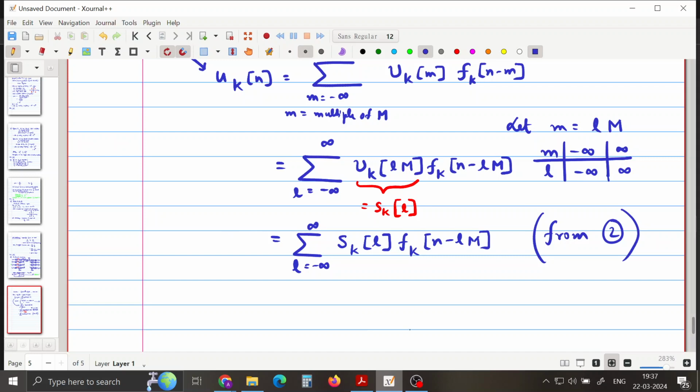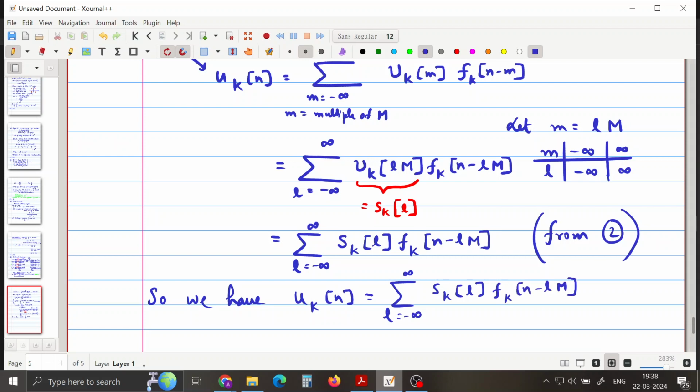So what we have got is uk of n, I'm just rewriting this, summation l running from minus infinity to infinity, sk of l, fk of n minus lM. Now if I call this another new equation, let's say equation 3, this is a new form of uk of n.